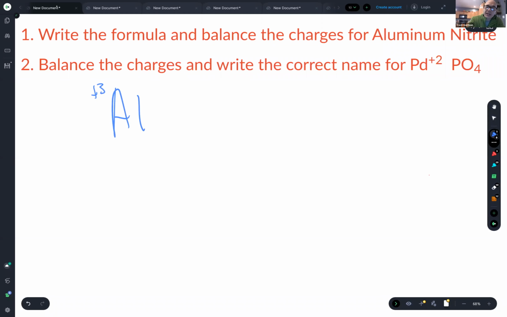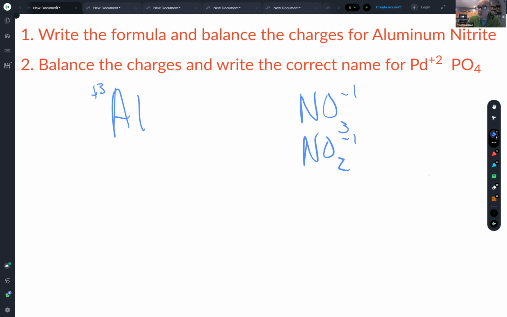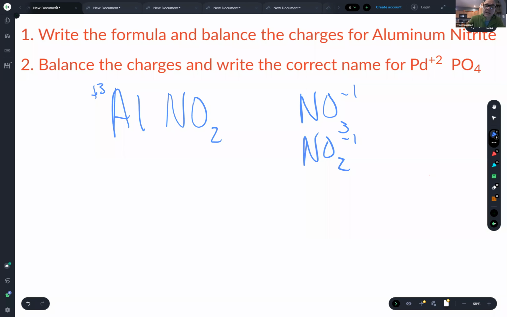Now, nitrite, what you're going to have to do is go and start looking, reference that polyatomic list. Nitrate is the NO3. It has more oxygens. Nitrite is the one with one less oxygen. They both have the same charge. So I'm going to use the NO2 -1. Now I have my charges in the air like they just don't care. We're going to crisscross down.